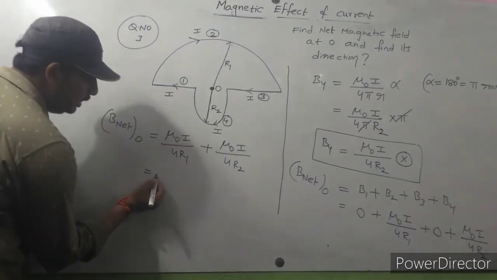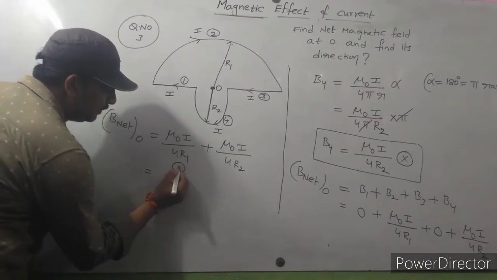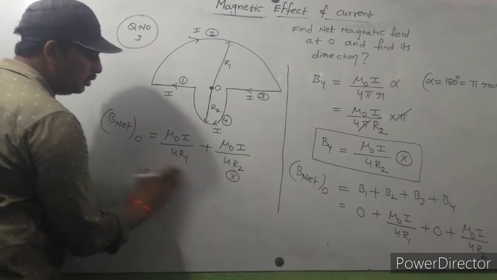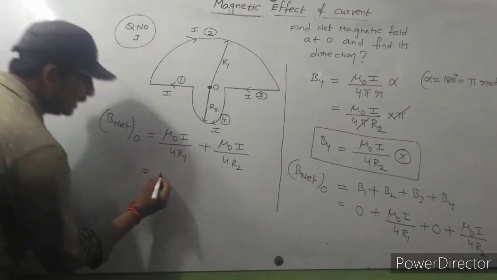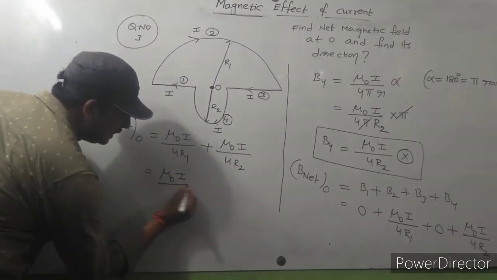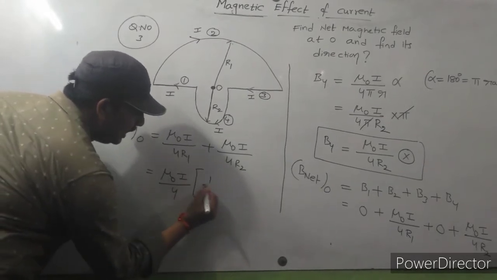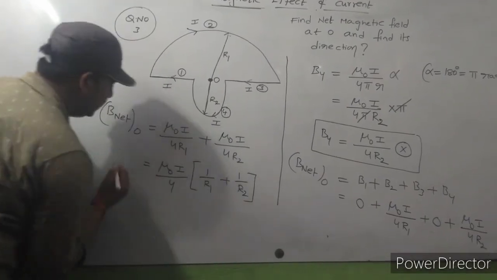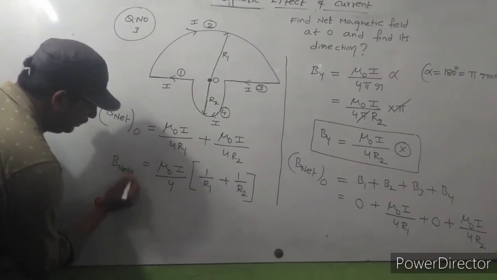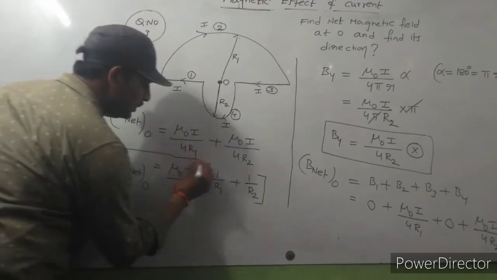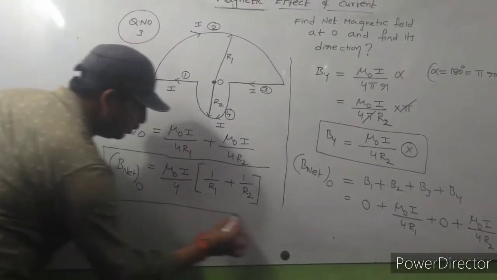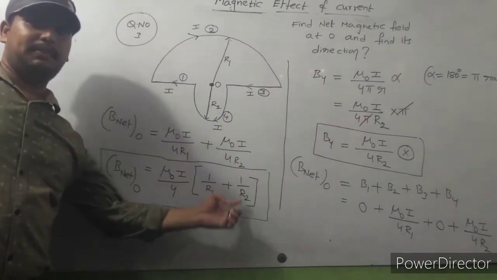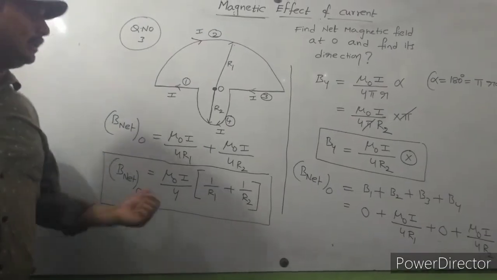Here the direction is into the plane, and here also the direction is into the plane. That's why both are going to be added. Mu naught I by 4 is common, then 1 by R1 plus 1 by R2. So this is the net magnetic field at point O: mu naught I by 4 into 1 by R1 plus 1 by R2. Then what is the direction of the net magnetic field?